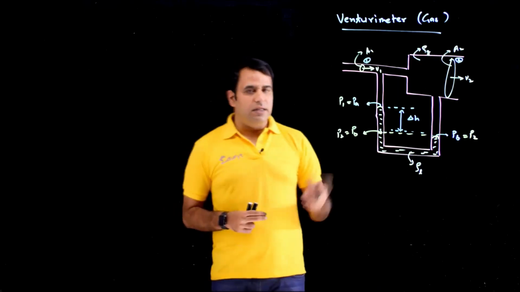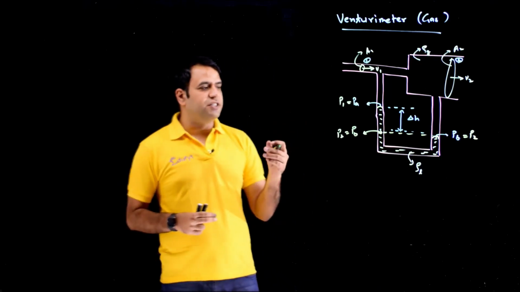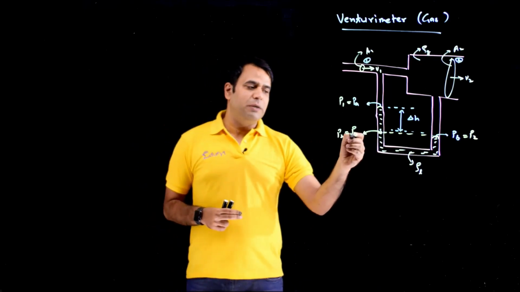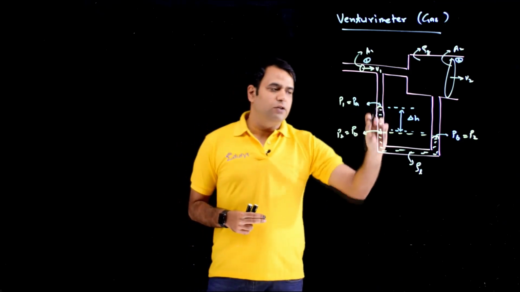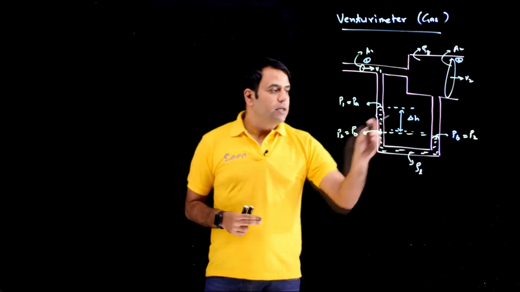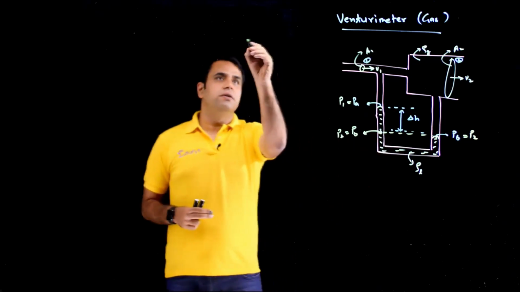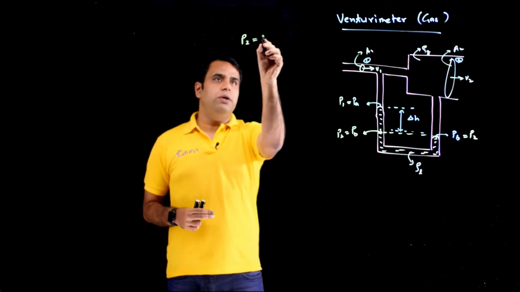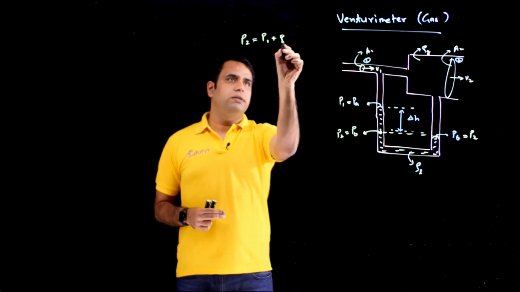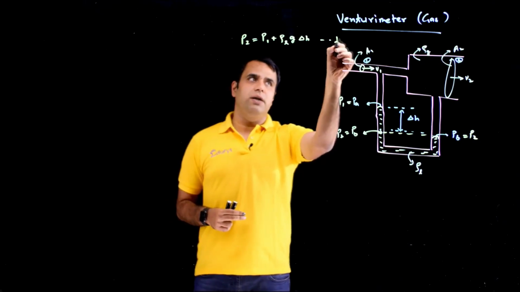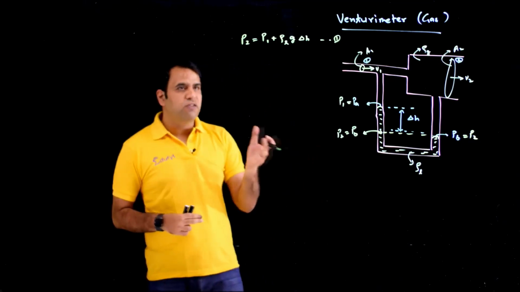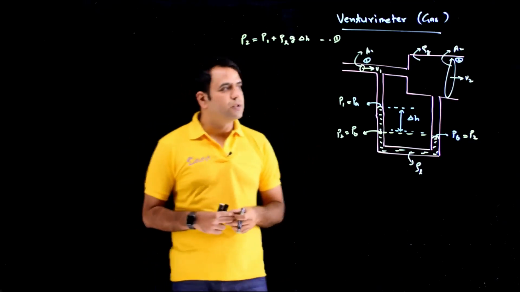So let's apply the fluid statics pressure relationship first. At this point the pressure is PB or P2, and at this point the pressure is P1, and between these two points there is a liquid of density rho L, and this delta H is there. So I can say P2 is equal to P1 plus rho L g delta H. This is my equation 1. At any point of time I can utilize this relationship.